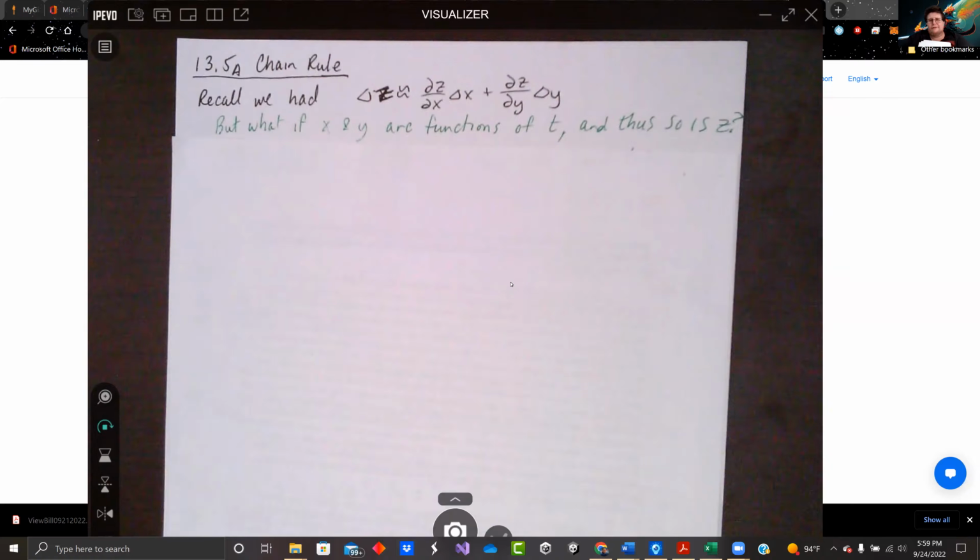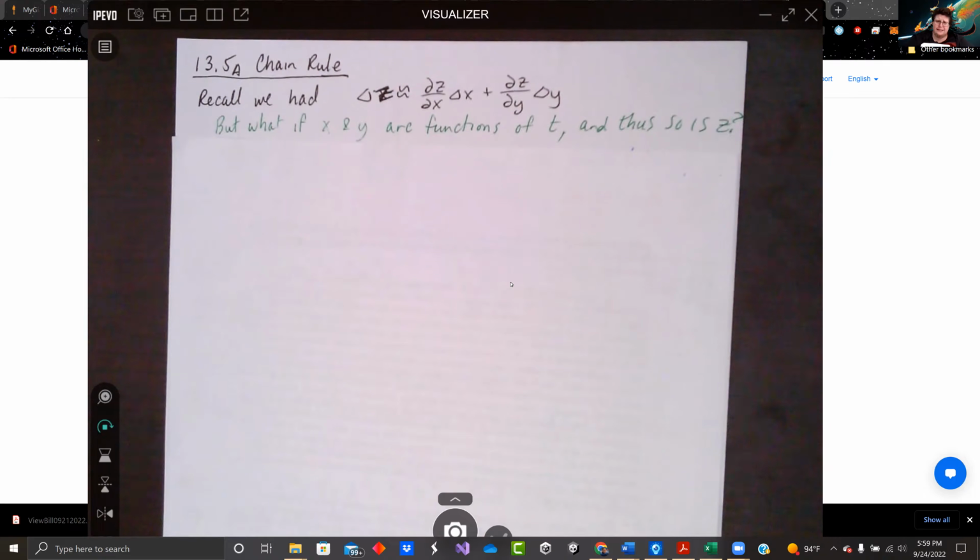This is 13.5 in Calculus 3. This is on the chain rule for multivariable functions. This is in Anton's 11th edition, fall of 2022, College of Sequoias. Let's just jump right into it.